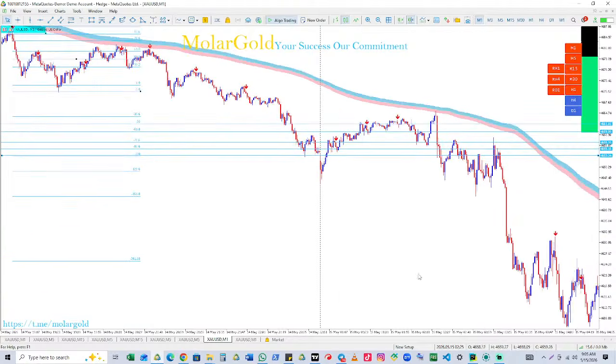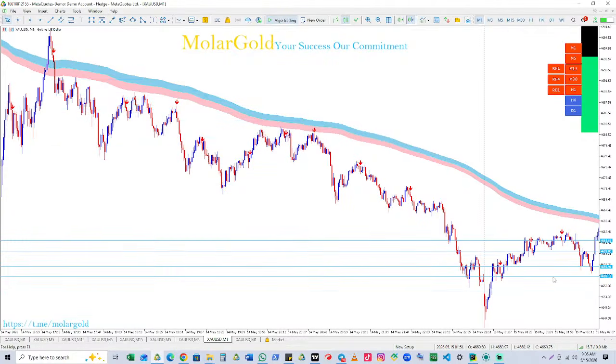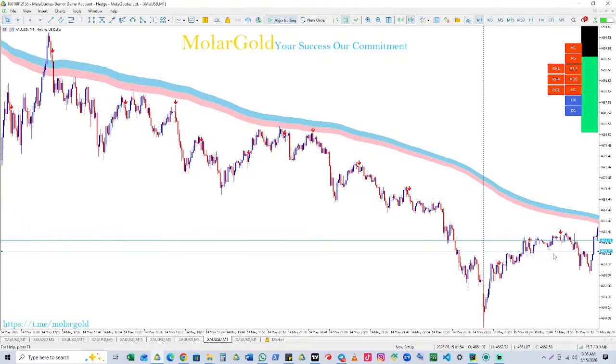This is basically it. And see how accurate it was? The trade actually came all the way to that target levels before making the next move. So this indicator is a very powerful indicator.